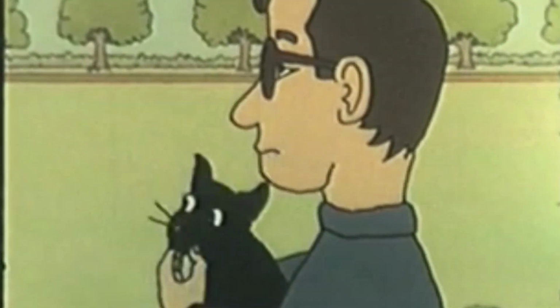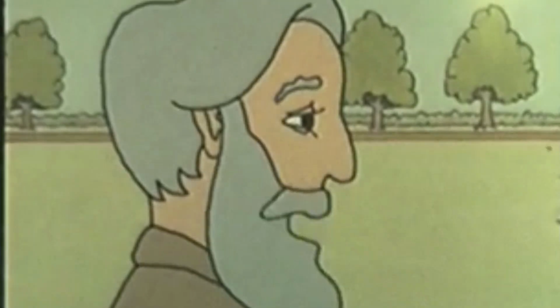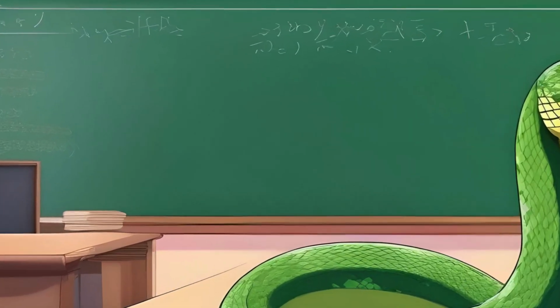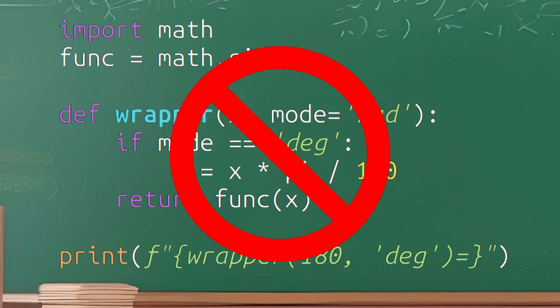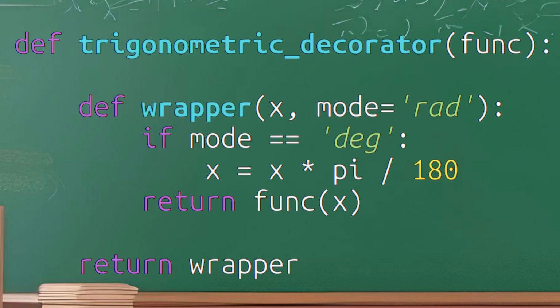And why do you call the function wrapper? The function wrapper is not supposed to be directly used. You could use it only if a global function func exists, but you shouldn't use it like this. The function wrapper will be used as a nested function in another function. This function will be a decorator. Let's call this decorator trigonometric_decorator.